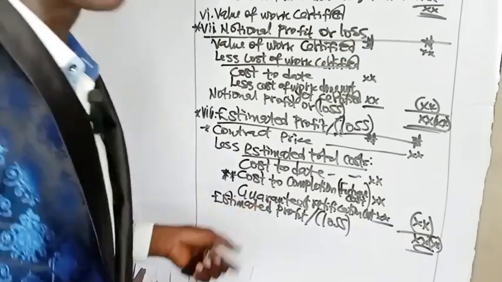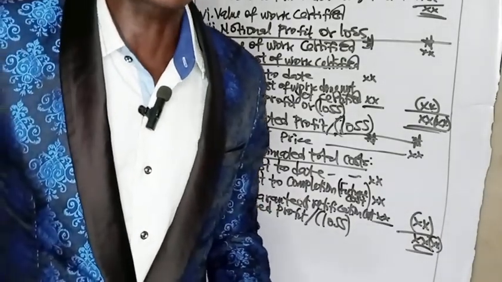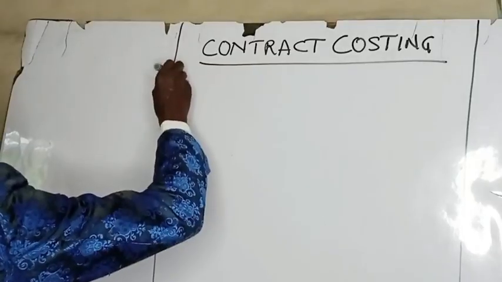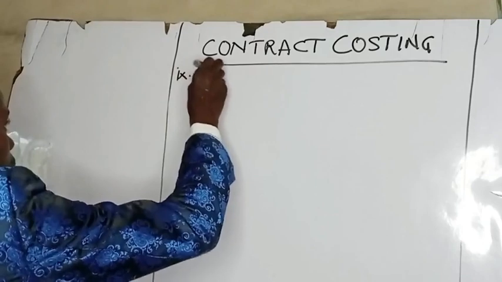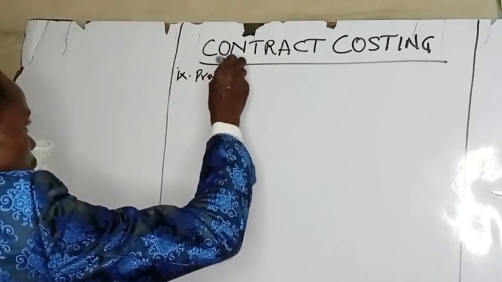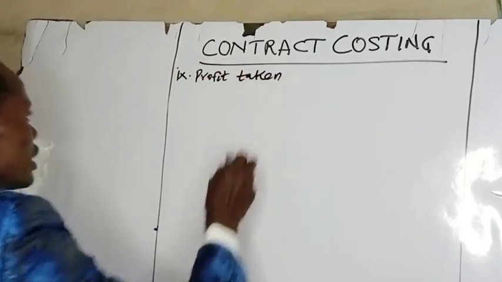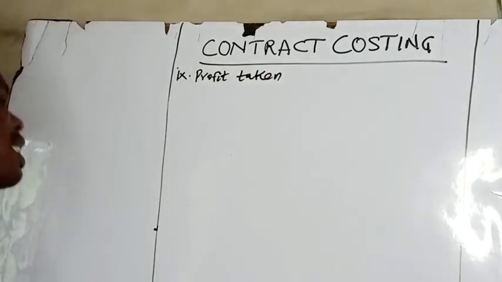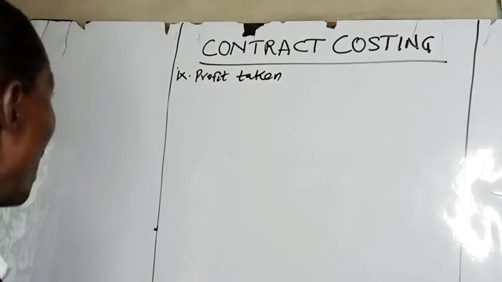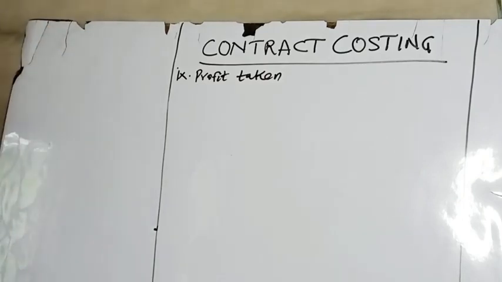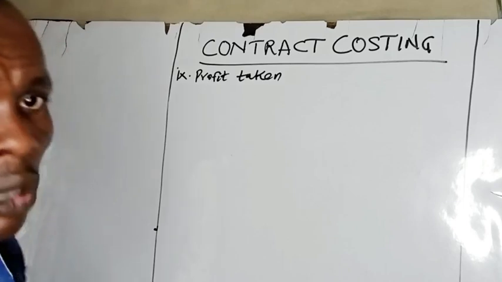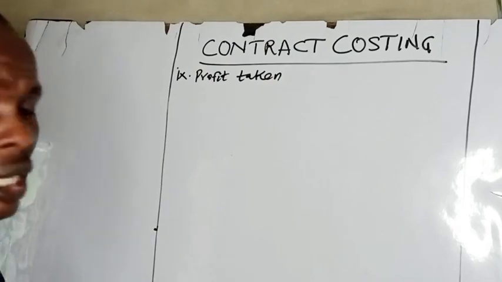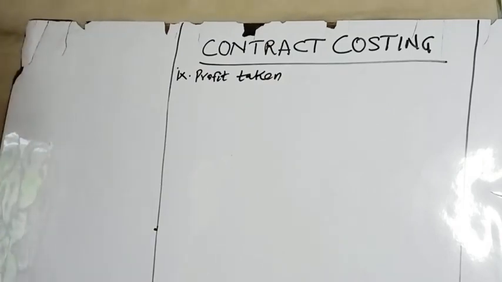Then the next part I want to consider is the profit taking. That is the amount of profit that will be taken to statement of profit or loss. Number 9, we have profit taking. I've told you that profit taking is the amount of profit recognized in the statement of profit or loss at the current accounting year end. That is the profit taking.